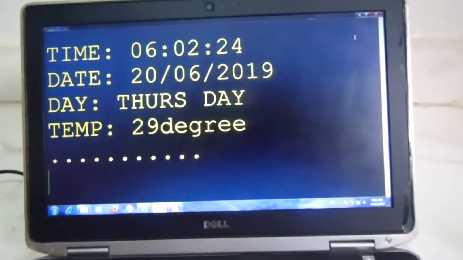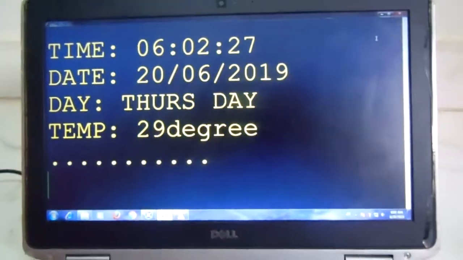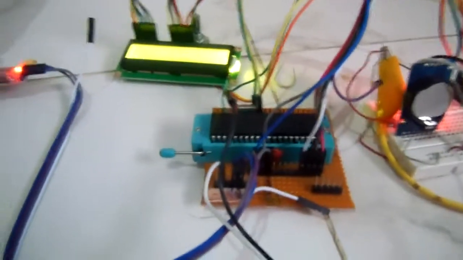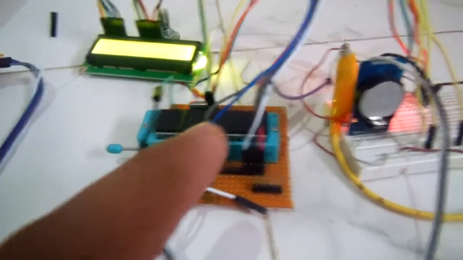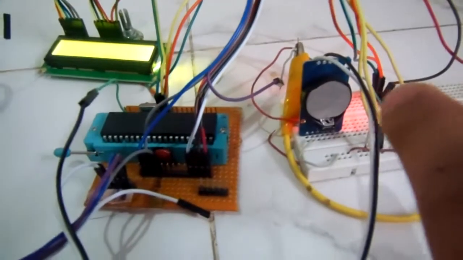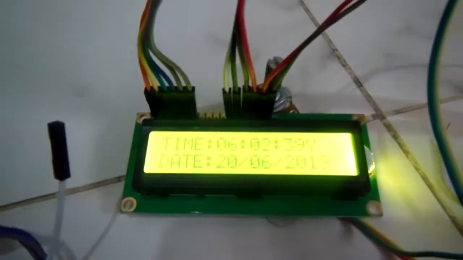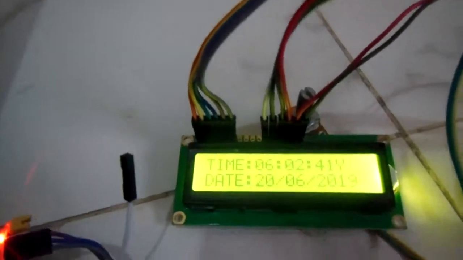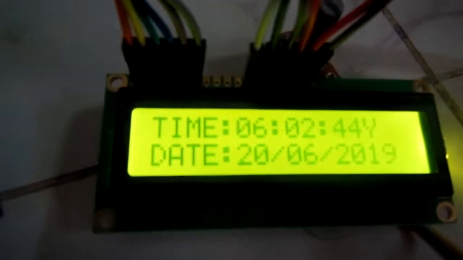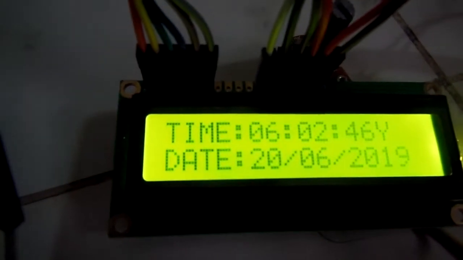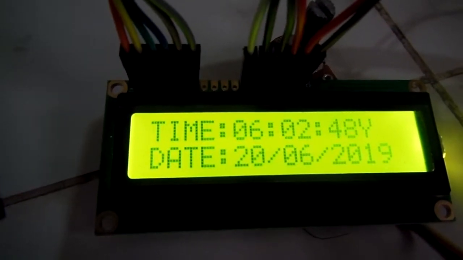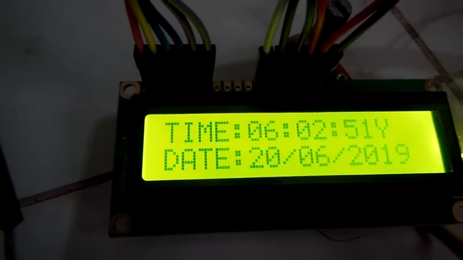As a protocol you can see here, this one is the microcontroller PIC 16F887, this one is the RTC real-time clock, and the next one is the LCD. As you can see, the result is showing on the LCD: time, Thursday, temperature 29 degrees, in 2019. And the same way it shows the result through the UART communication.